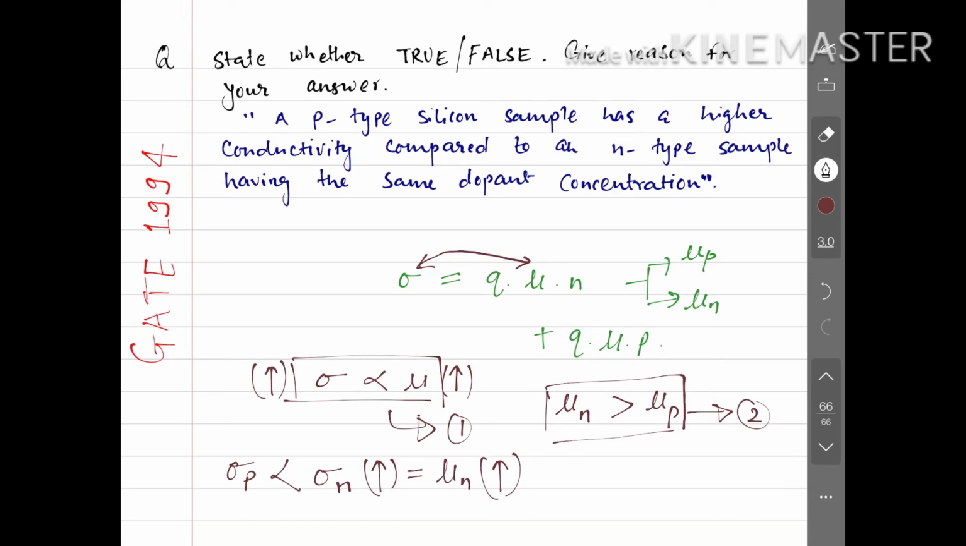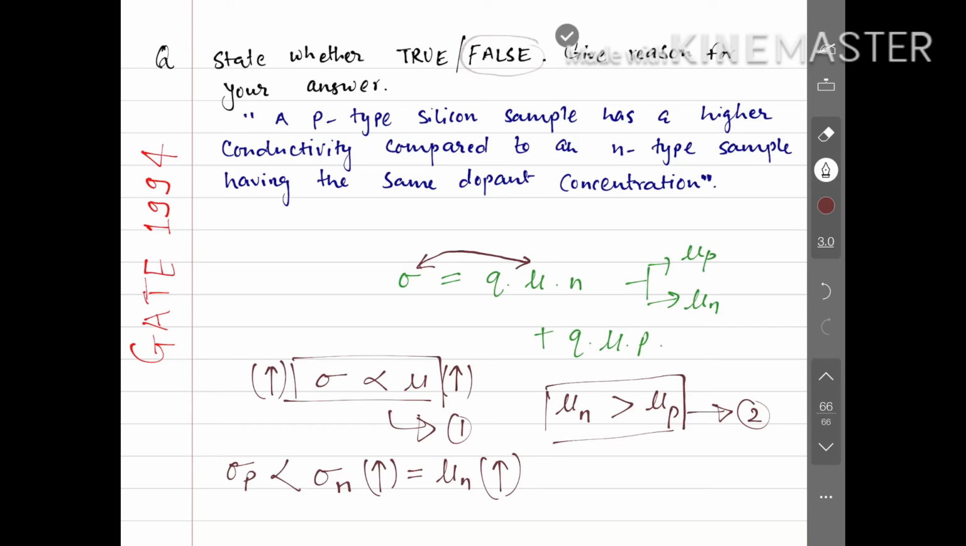Now we'll go to the statement and see what it is all about. The statement says that a p-type silicon sample has a higher conductivity compared to an n-type sample. A p-type sample means there are holes, which have lower mobility than electrons, and electrons are always the majority carrier in n-type material. So the statement is false.